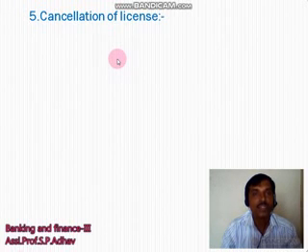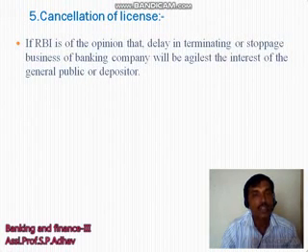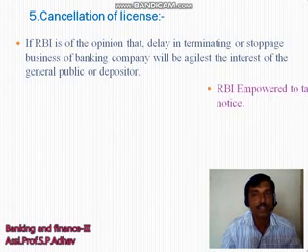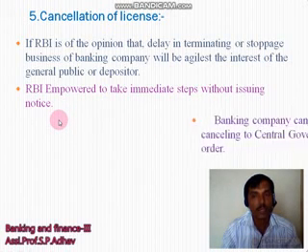Cancellation of the license. The cancellation of a license is the right of the RBI. The RBI cancels the license when, in its opinion, delay in termination or stoppage of business of the banking company will be against the interest of the general public or depositors. If the RBI is of the opinion that the business of the banking company is against the depositors' interest, at that time it cancels the license of the banking company. The RBI is empowered to take immediate steps and cancel the license without issuing a notice.